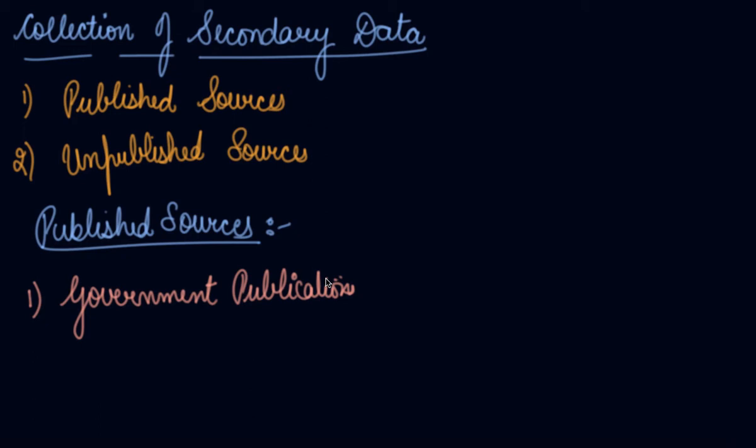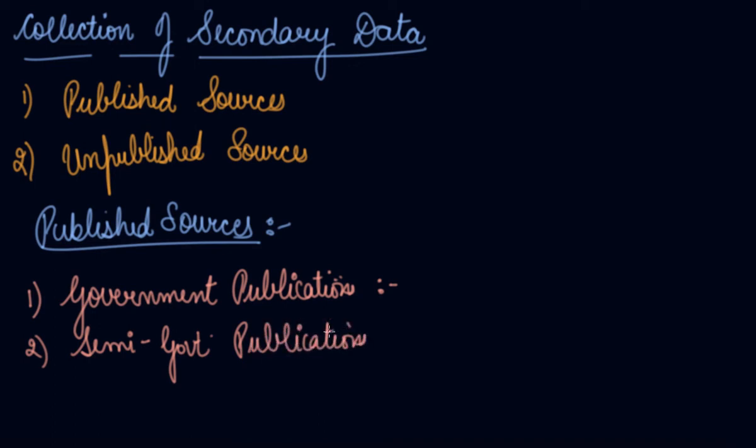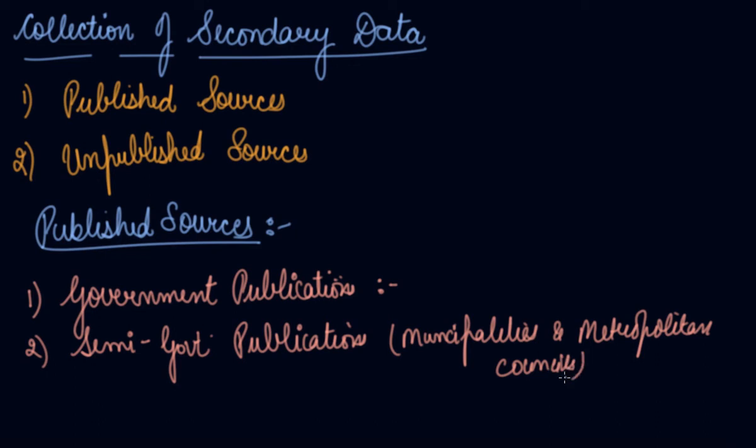See, the government keeps on taking out the information from the various ministries, from the RBI bulletin, so you can have the information through the government publications. Semi-government publication. Semi-government bodies like your municipalities, metropolitan councils, they keep on publishing data related to your education, health, births or death rates. These data are also fairly reliable and useful.